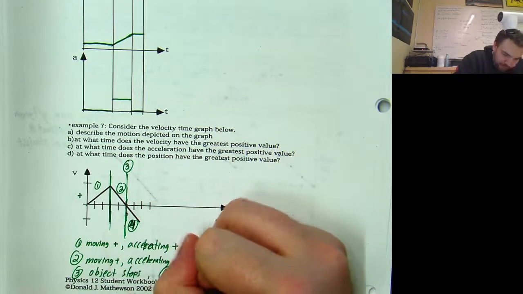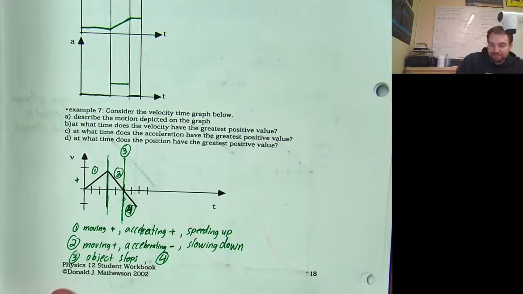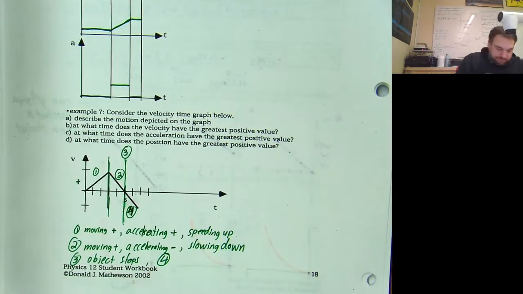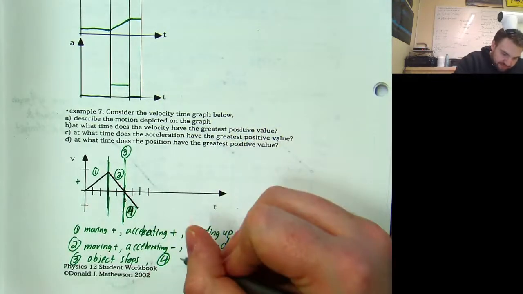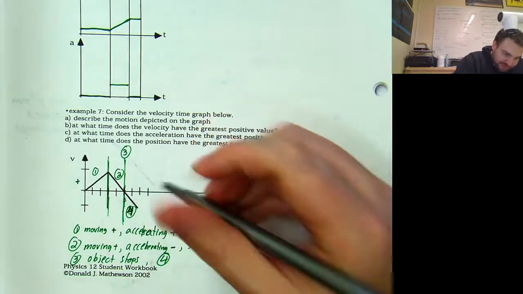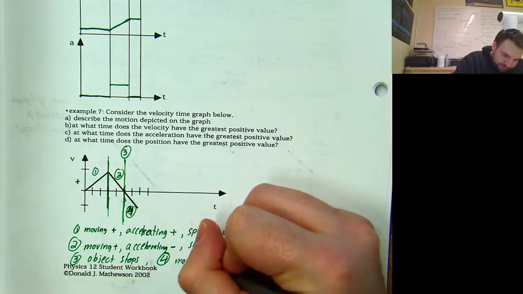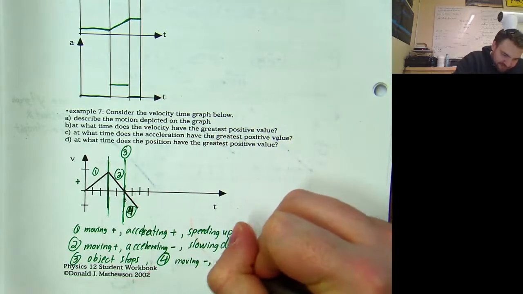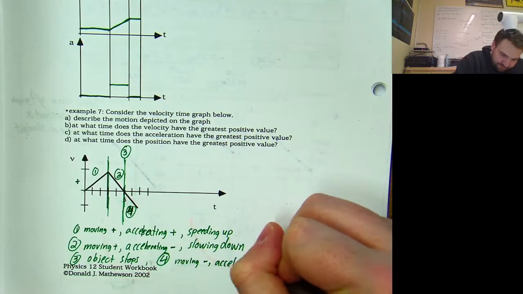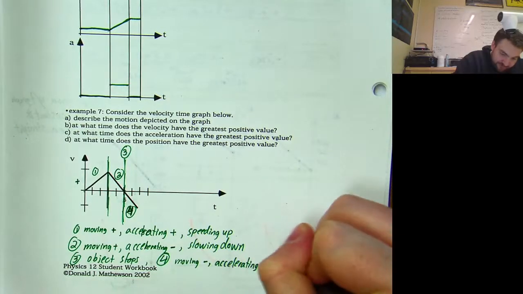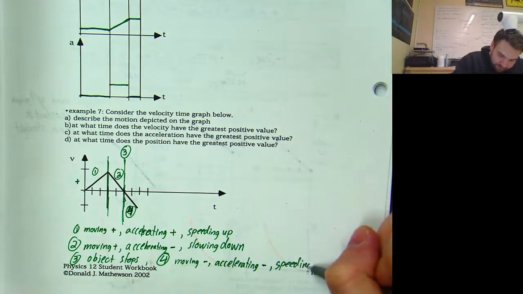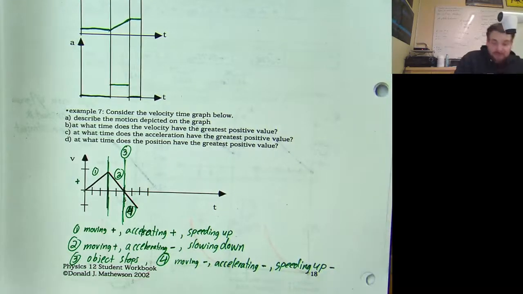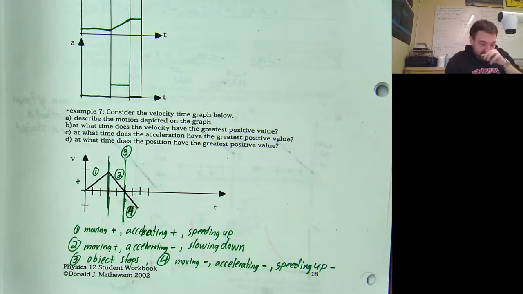And then at 4, which I'm just going to put right there, the velocity is negative, so it's moving negatively. It's accelerating negative because the slope is negative, which means this thing is speeding up. Which means it's heading back in the direction it came from.